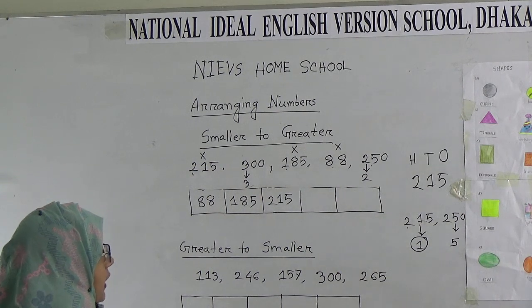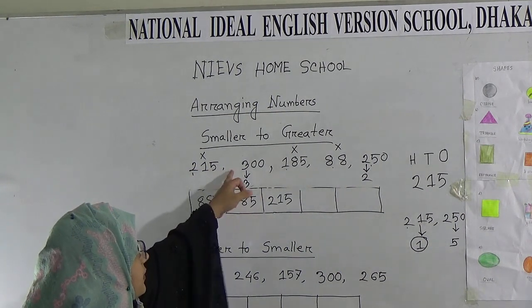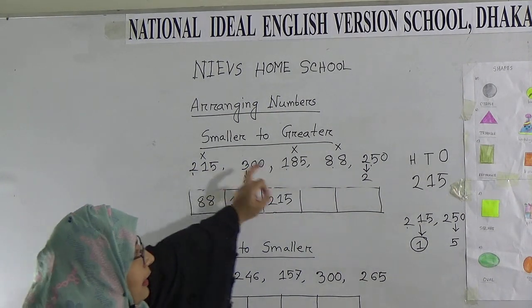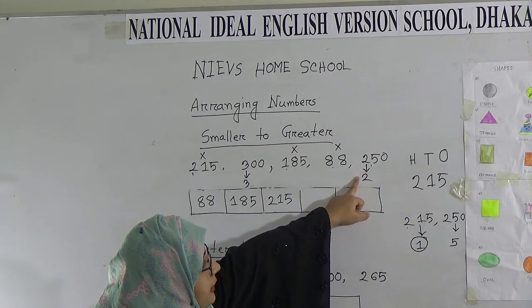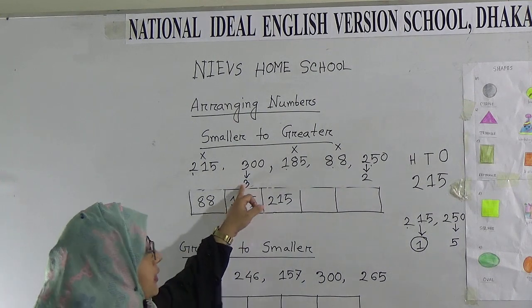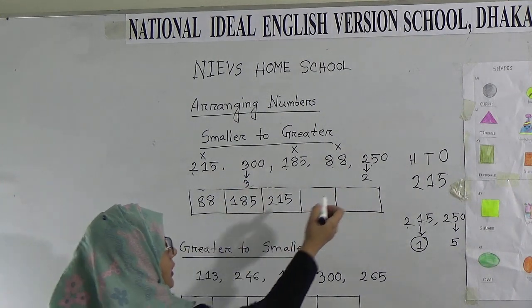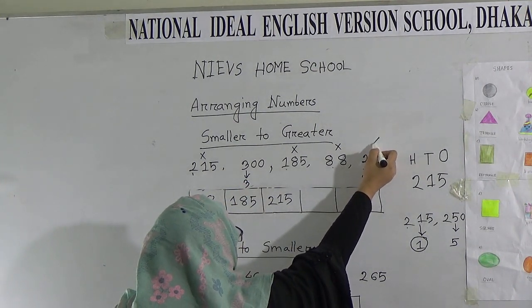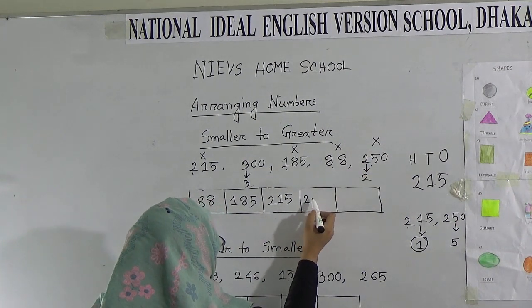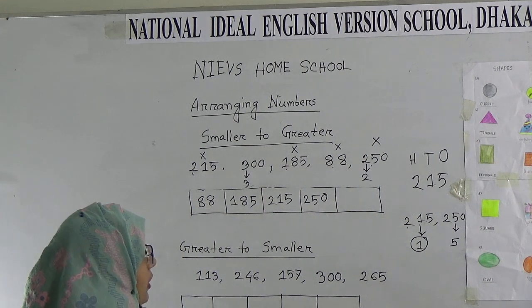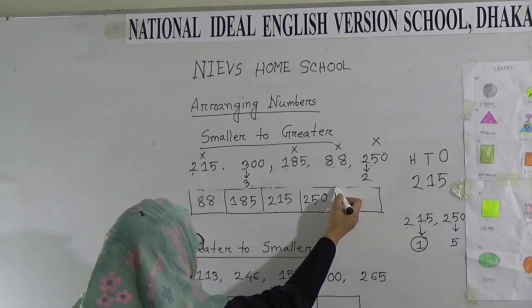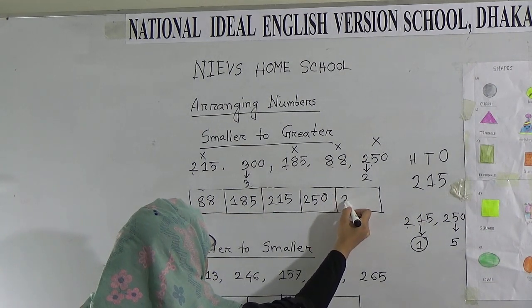Now we have only two numbers left. The numbers are 300 and 250. So 200 is smaller than 300. So we have to cut the number 250 and write it here. And we have only one number left. One number is left. So we have to write the last number here.